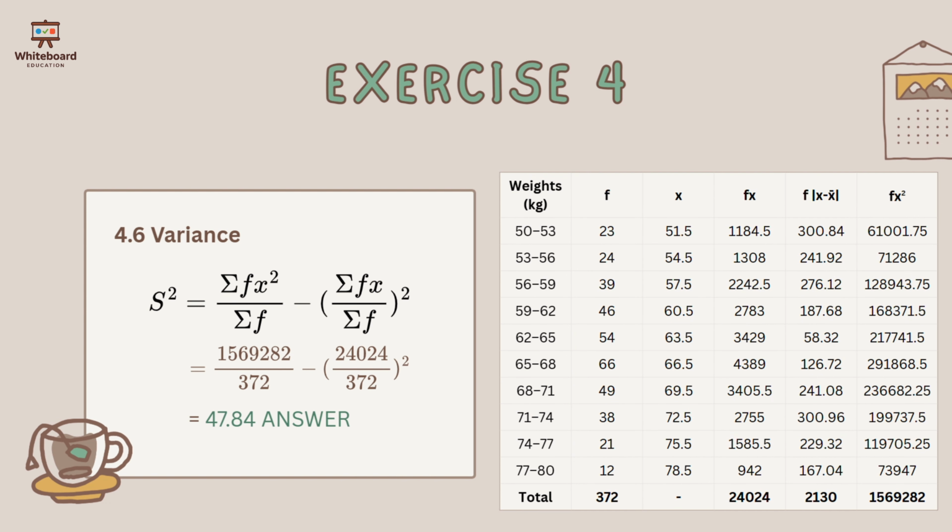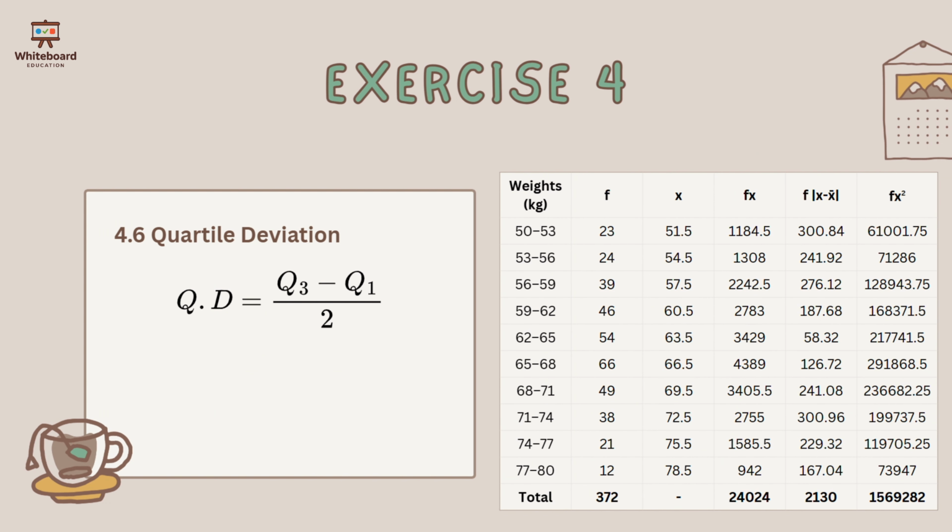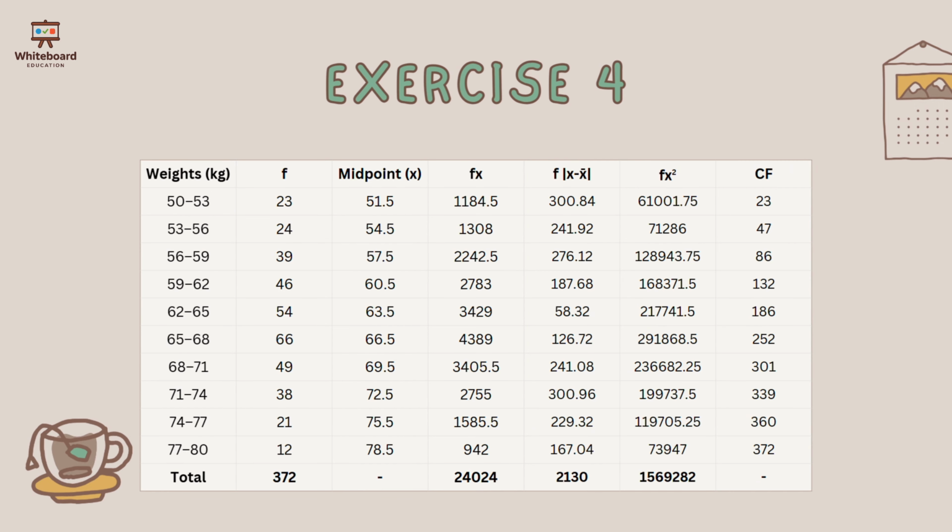Now we will find the quartile deviation. And for that first we need the first and third quartile. And on top of it we first need to find the location of the quartiles. So let's get started with it. So we create another column of cumulative frequency first, in which we add each frequency with the preceding frequencies.